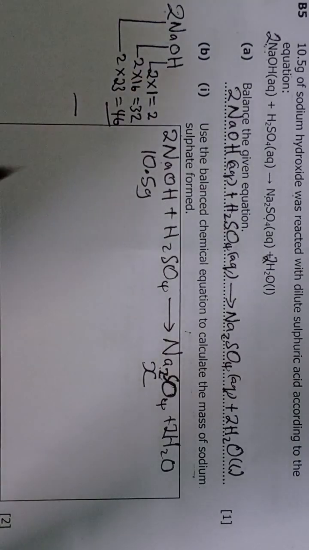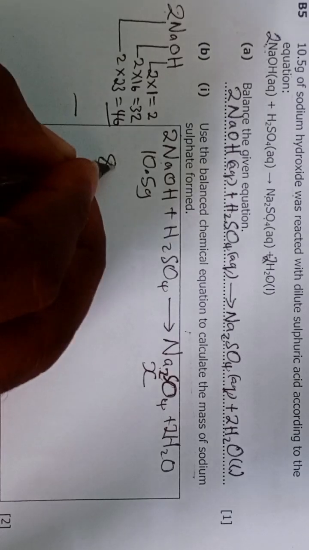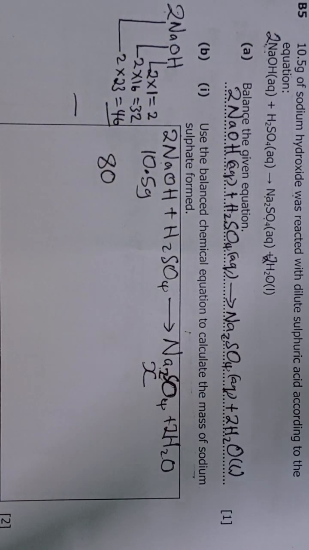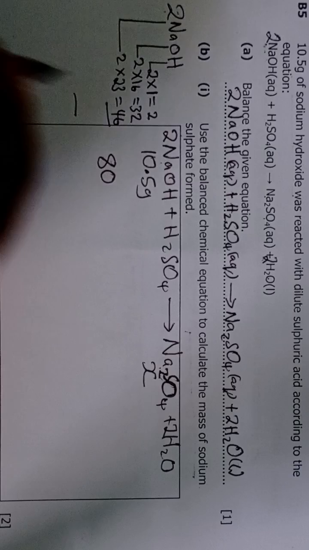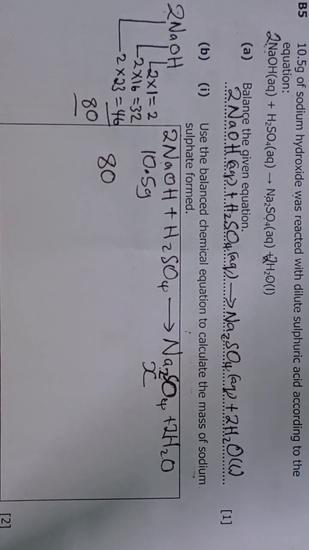So the answer is 80. So 80, that is the molar mass of sodium hydroxide. Then we have sodium sulfate.